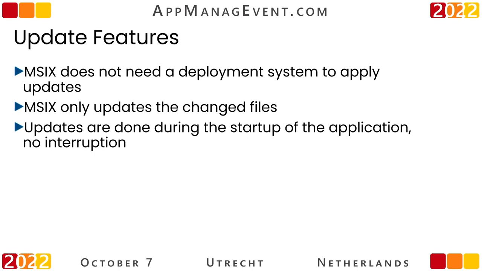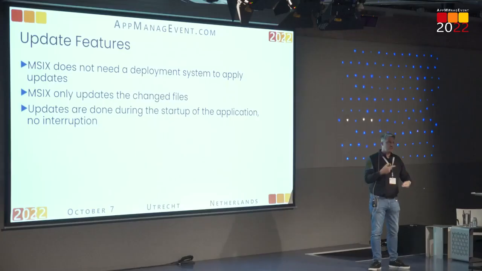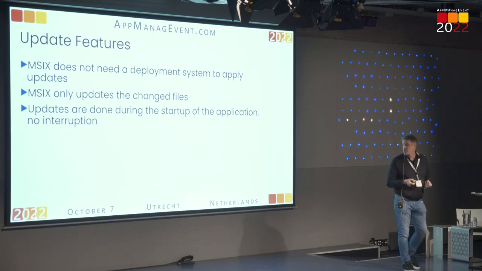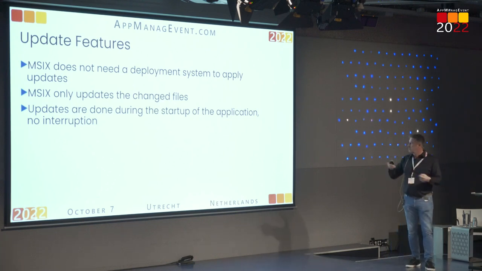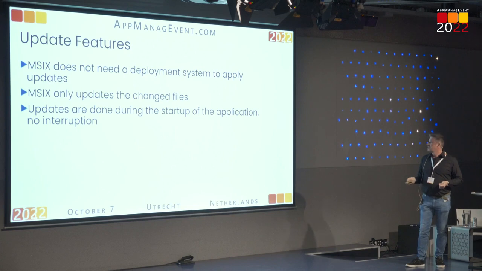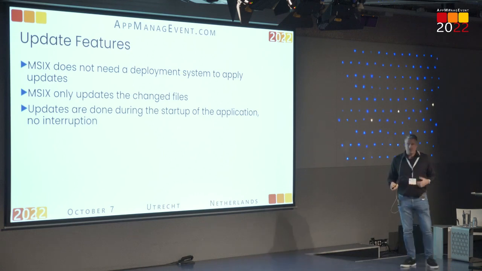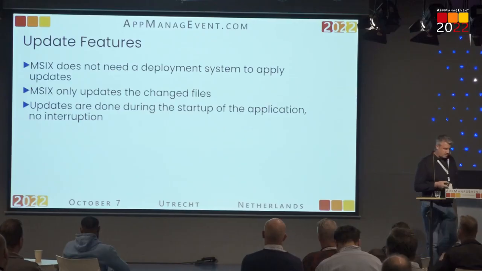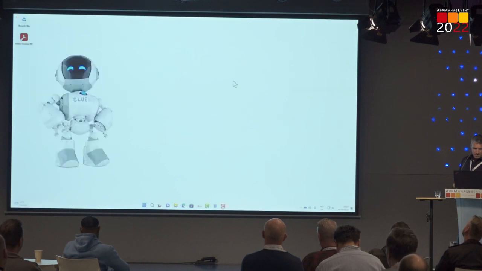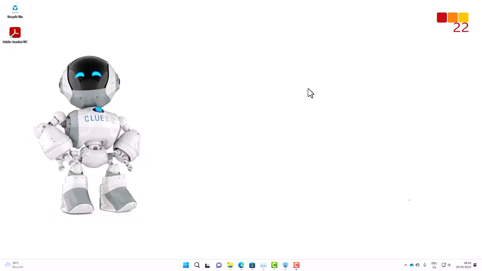In that case, if you have like a 1 GB software, it will automatically only update the difference. So if you just changed 5 megabytes within your update, it will only download those 5 megabytes. You have no interruption because it's done during the startup of the application, and you never realize that you just received an update. Let me show you how this works.